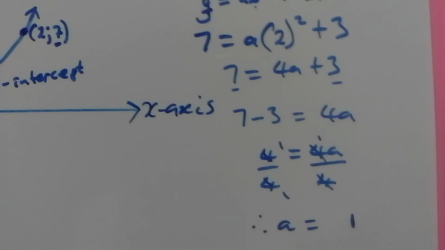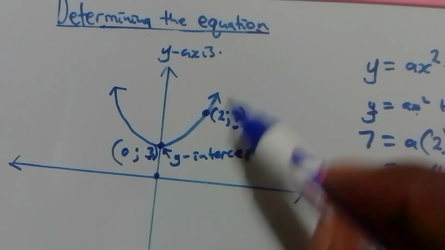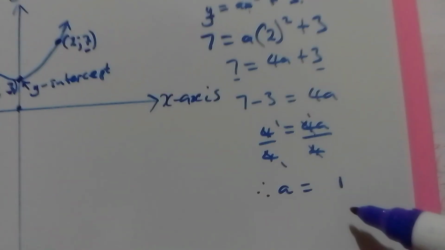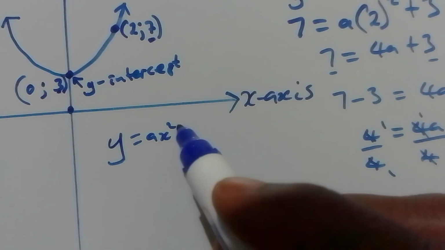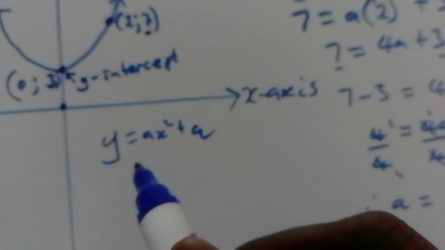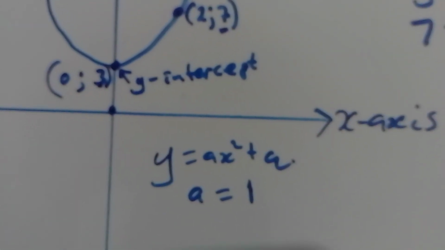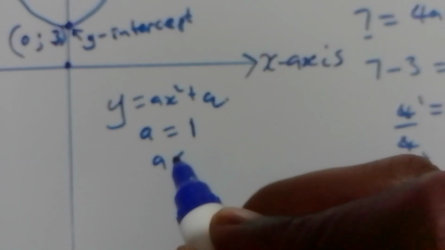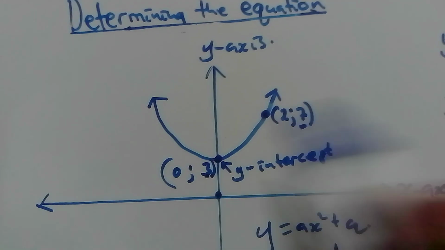Now, remember, they didn't say calculate for a. They said that we must determine the what? The equation for this particular parabola. So now I have found a equal to 1. Remember, my equation is y is equal to ax squared plus q. And remember what I told you in the previous videos: when your a is more than 0, you have a concave up parabola, and you can see that we're having a concave, the smiley face.